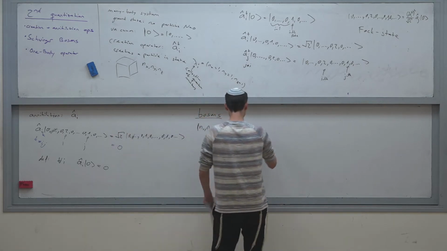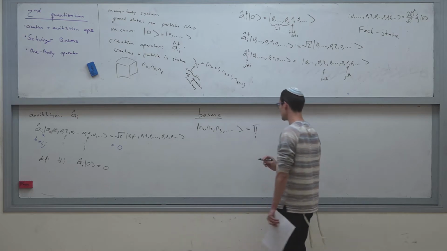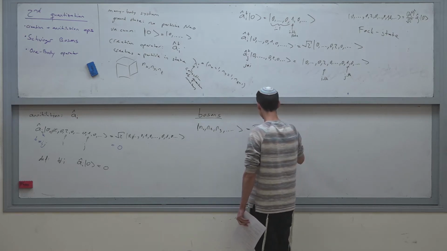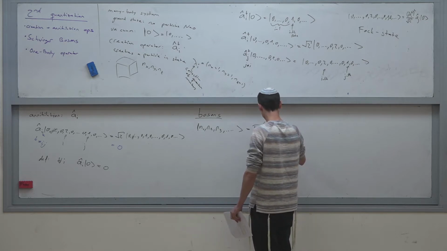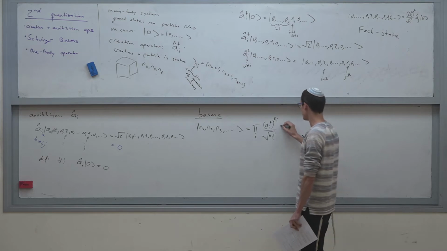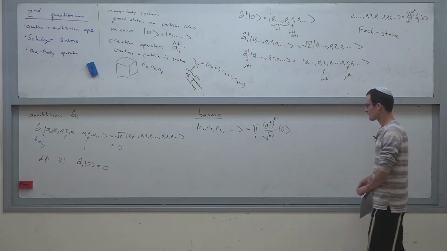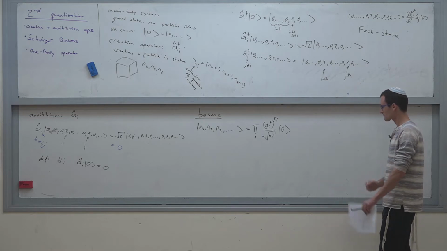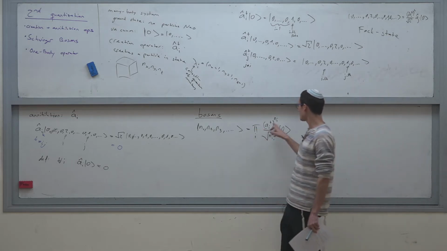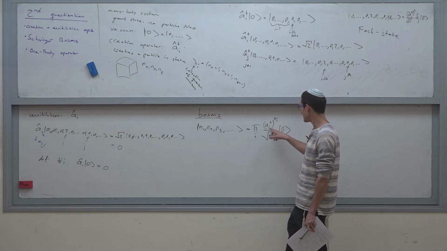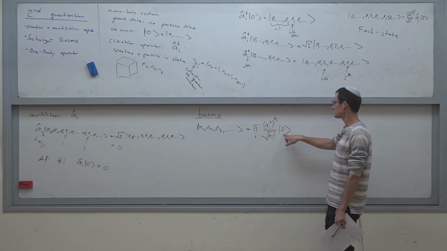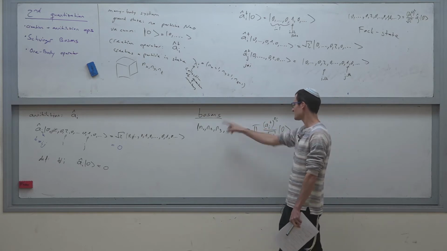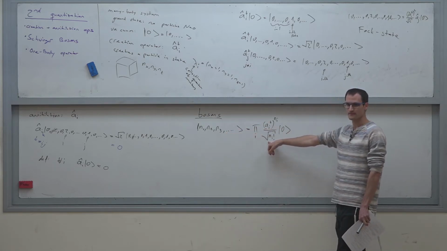because it is n1 particles in the first state, n2 particles in the second state. And the easy way to write this using the vacuum is a product over all states i, A_i dagger to the power n_i divided by square root of n_i factorial, acting on the vacuum state. So now you're creating n1 particles out of the vacuum in state lambda 1. You're creating n2 particles in state lambda 2 out of the vacuum, and so on and so forth. So this is how you create them one by one, and the wave function is normalized.